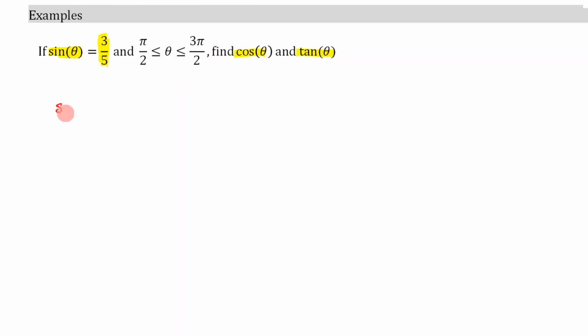It is sine squared plus cos squared is equal to 1.